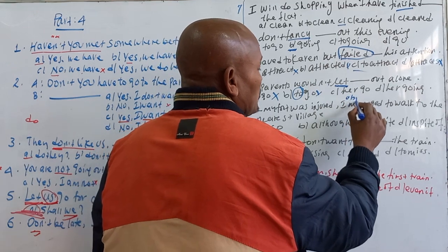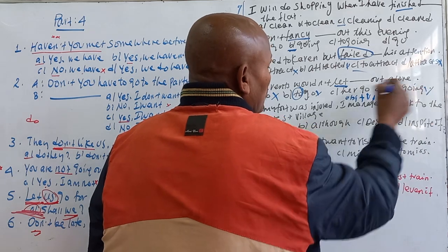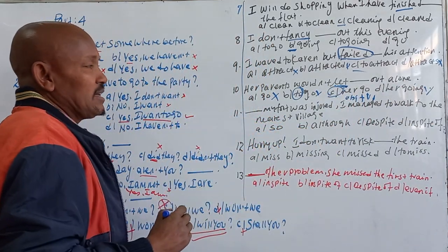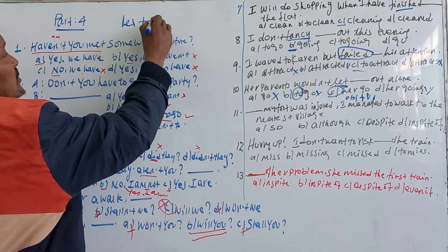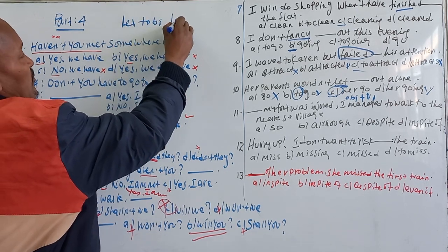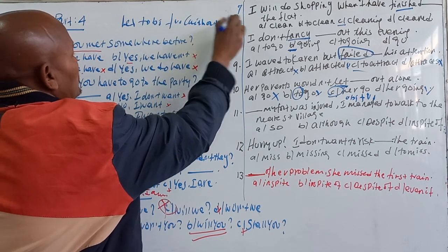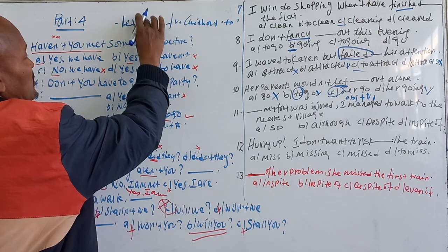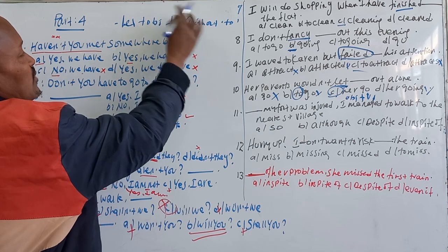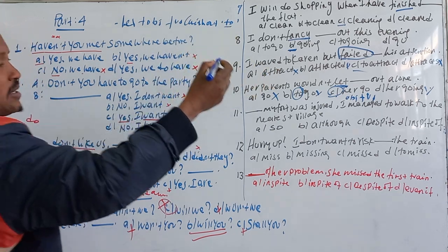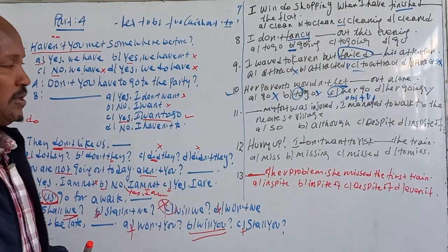This is object plus verb 1. Let her going? No. So the answer is what? Let her go, because let plus object plus verb 1 without to. This is the function of let. The verb 1 doesn't take the infinitive to. So from this perspective, the answer should be C: let her go, not let to go.